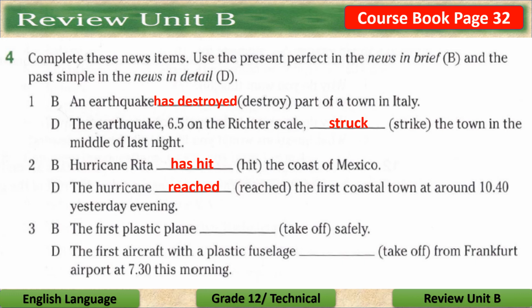Number 3, in B, again, the time is not mentioned, so we use has because the subject is plane, singular, and taken off, which is the past participle form of the verb take off. And in D, the action happened at 7:30 this morning, which refers to the past, so we change the verb take off into took off. Excellent, my student.